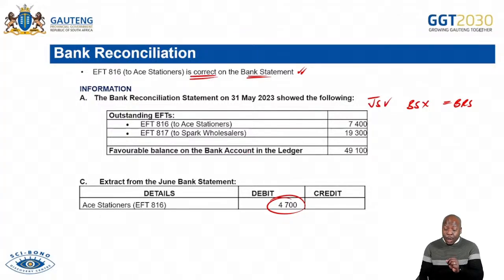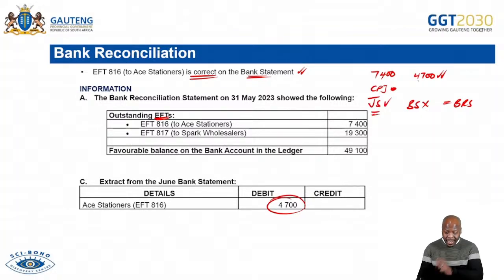Where had we recorded the incorrect amount? In the journals. Which journal, to be specific? This is an EFT. Which journal? CPJ. So in the CPJ, we had recorded 7,400. That's what it means. Are you still following me? Now we are told that on the bank statement, it now appears as 4.7, and this is the correct amount. That certainly means we had recorded more on the CPJ, we overstated the amount in the CPJ.